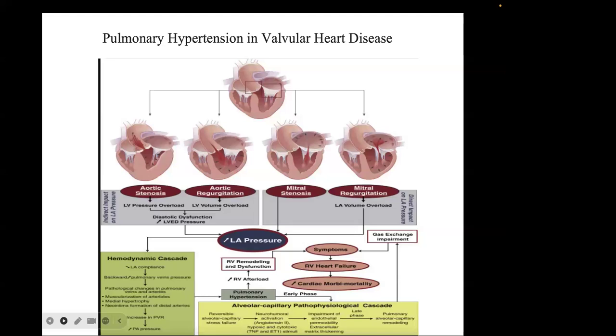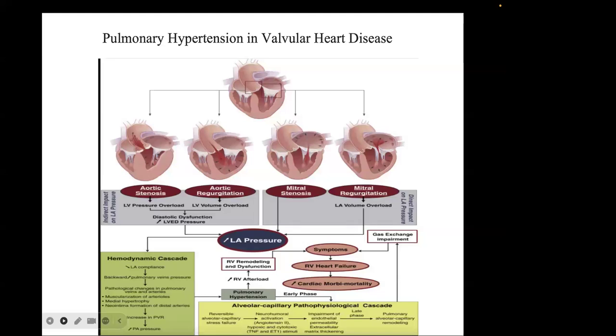Then the hemodynamic cascade decreases LA compliance, causing backward pulmonary vein pressure and pathological changes in pulmonary veins and arteries: muscularization of arterioles, medial hypertrophy, neointimal formation in distal arteries, increased pulmonary vascular resistance, and increased pre-capillary pressure. Pulmonary hypertension increases RV afterload, causing RV remodeling and dysfunction, and then symptomatic right heart failure and increased cardiac mortality and morbidity.